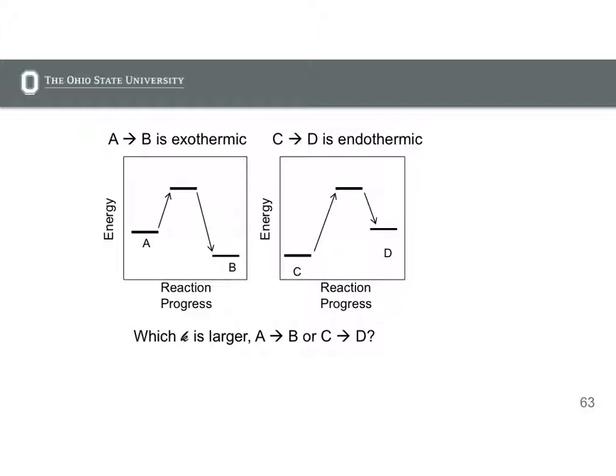Here's another quick question for you. Which rate constant is larger, A to B or C to D? Similar question. These are supposed to be hills. A to B is larger, yep. Good.